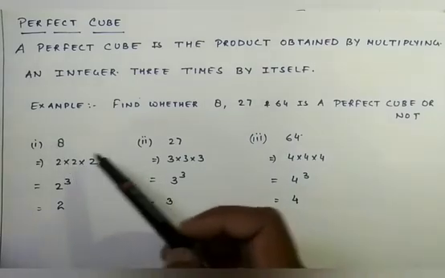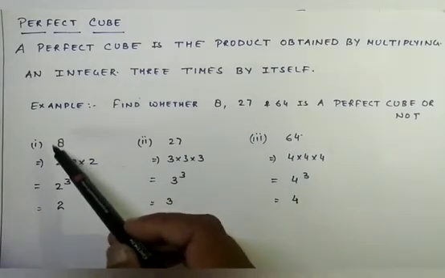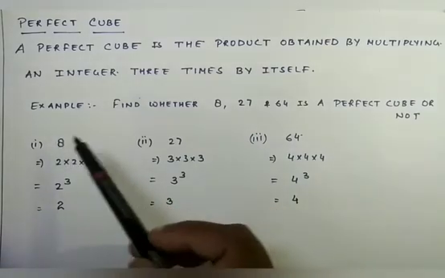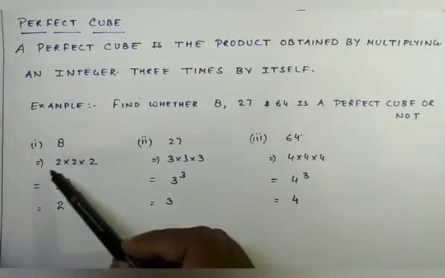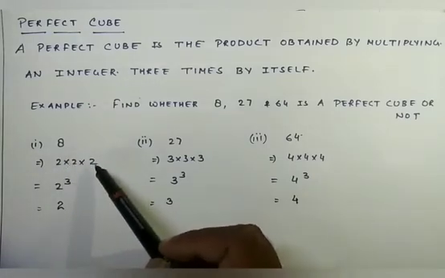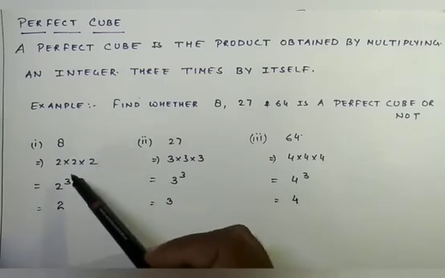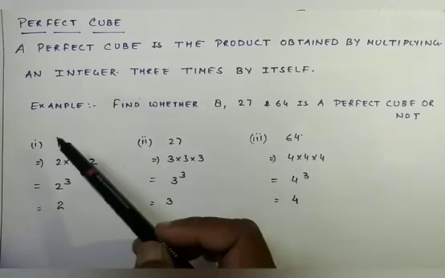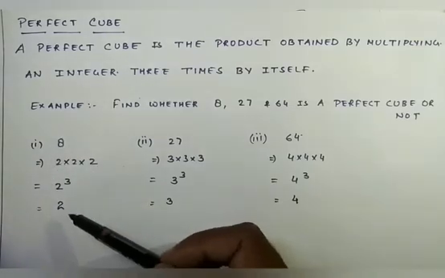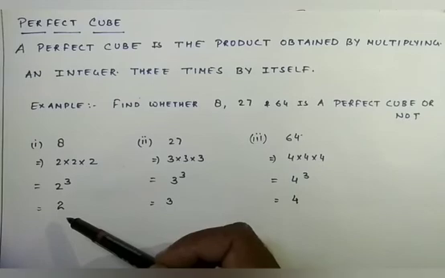If I have to find out whether 8 is a perfect cube of a given number, first of all I am going to find the prime factors of 8, that is 2 into 2 into 2. It can be written as 2 to the power 3. So I can say that 8 is a perfect cube of 2.